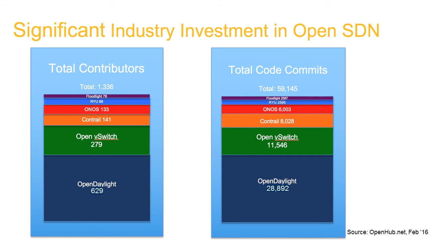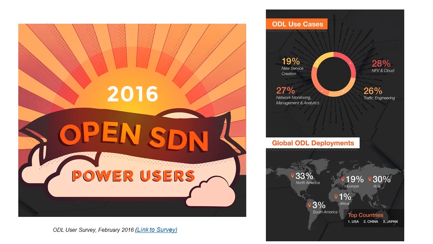Obviously, you'll recognize some other major projects, including OpenVSwitch, which we work with very closely, as well as Contrail and ONOS. There are a lot of people working on open source SDN, there's a lot of code being written, and about half of it is being written for OpenDaylight. So it's a really exciting time to be involved in open source SDN. If you want to get involved, OpenDaylight's a really good place to get started. That's the broader open source SDN ecosystem.